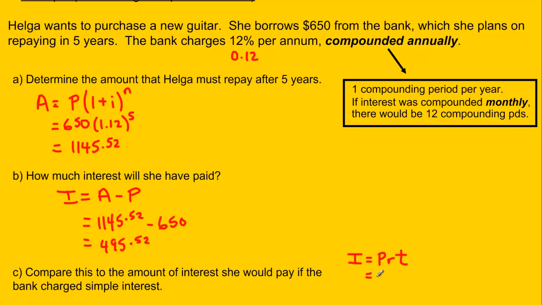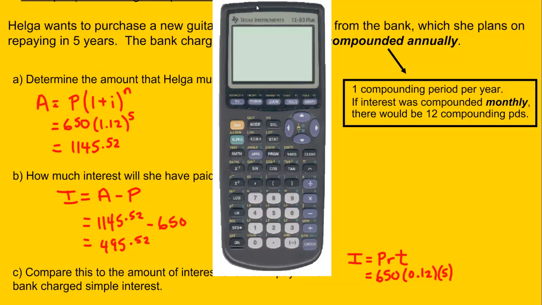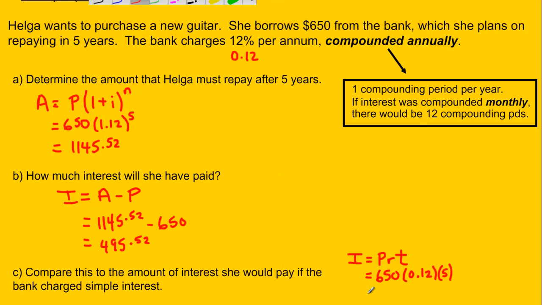Well, our principal was $650. The rate of interest is 12%, and the amount of time in years was 5, so 5 years. So we'll plug 650 times 0.12 times 5 into our calculator. That's $390. Far less than the $495 she paid because she used compound interest. The bank sure is smart.